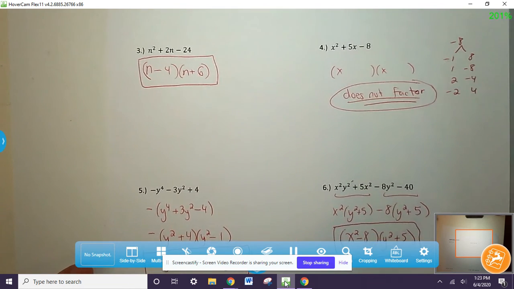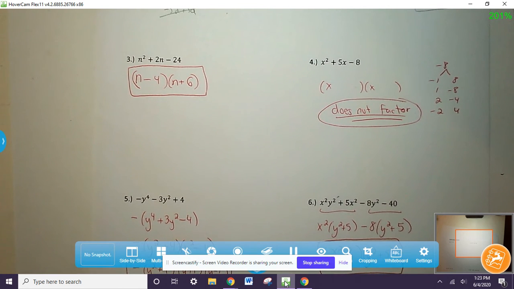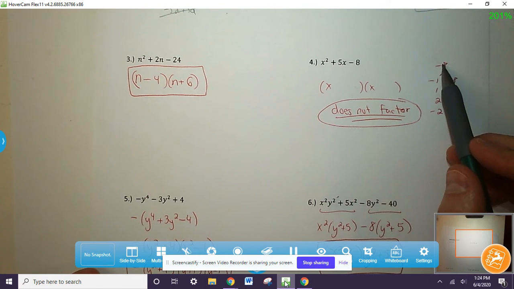Number 3 should have been pretty quick for you. Number 4 does not factor. I mentioned I'd throw one in that didn't factor. No matter what you do, you're not going to find 2 numbers that multiply to negative 8 and add to 5.